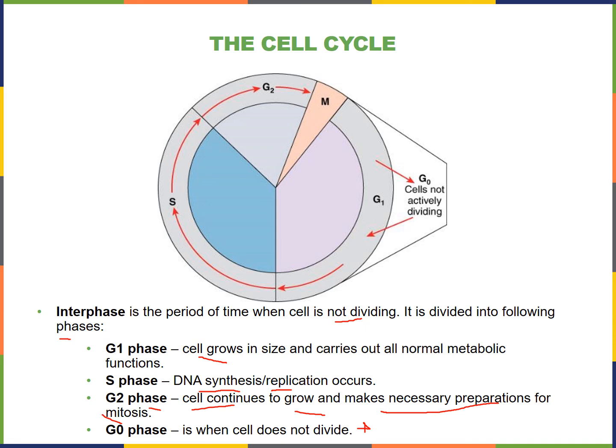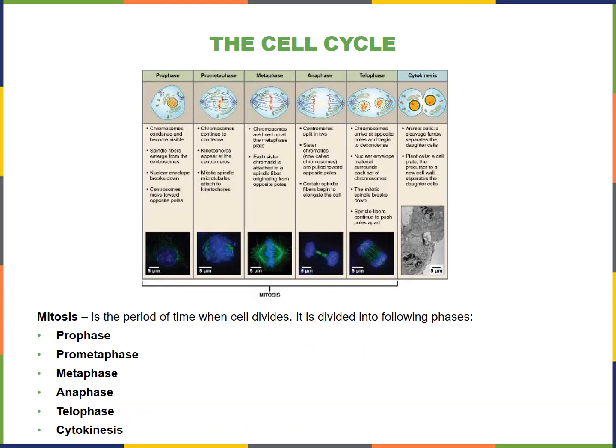So don't confuse yourself. You go with the G1, S, and G2. Then the actual mitotic phase, where you have the prophase, prometaphase, metaphase, anaphase, telophase, and cytokinesis. In the prophase, you have the chromosomes condensed and become visible, and spindle fibers emerge from the centromeres.